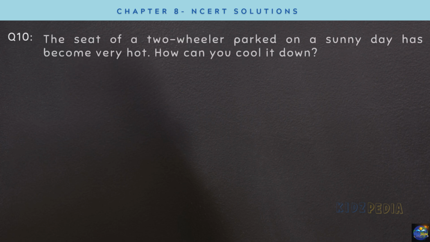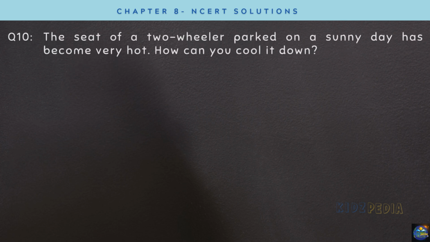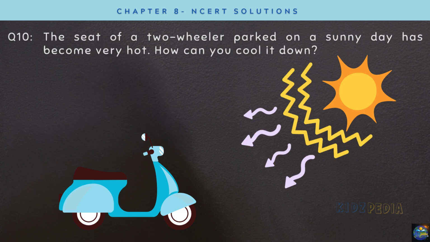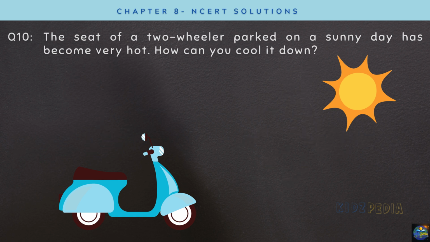Next question. The seat of a two-wheeler parked on a sunny day has become very hot. How can you cool it down? When a two-wheeler is parked in the sun, its seat absorbs heat from sunlight and becomes very hot. If we sprinkle some water on the seat, the water will evaporate.